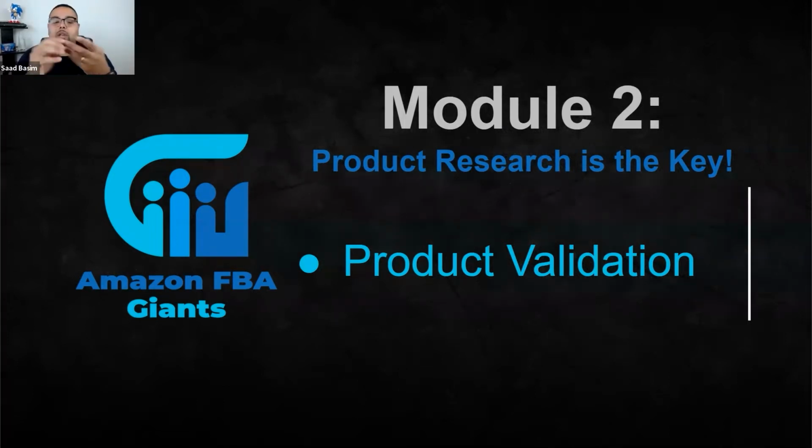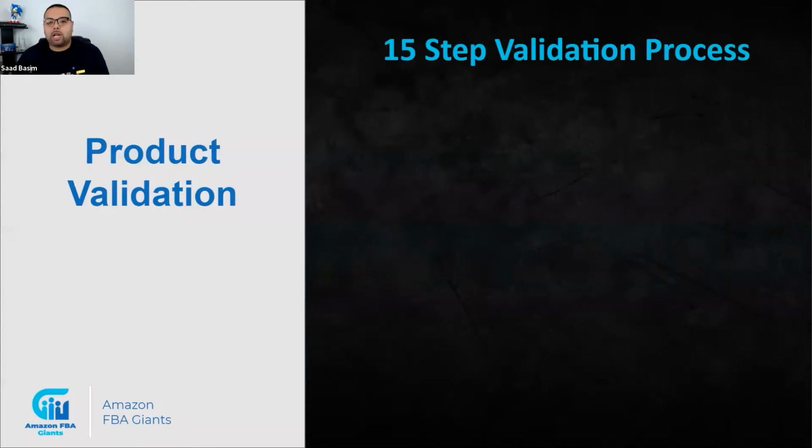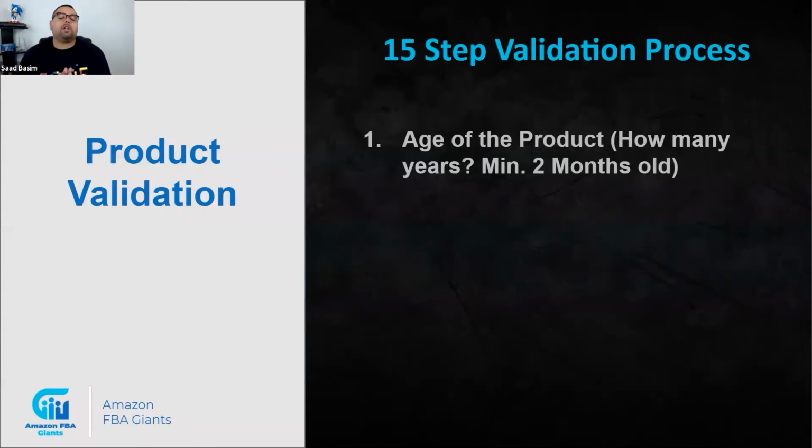Now, the second thing, once you have a potential product, is product validation. Product validation is very, very important. It's 15 steps. By the end of this session, hopefully, we're going to have an Excel sheet for you to use as a checklist, and you'll be happy with it. So now, let's talk about the 15-step validation process, and they're not in any particular order.